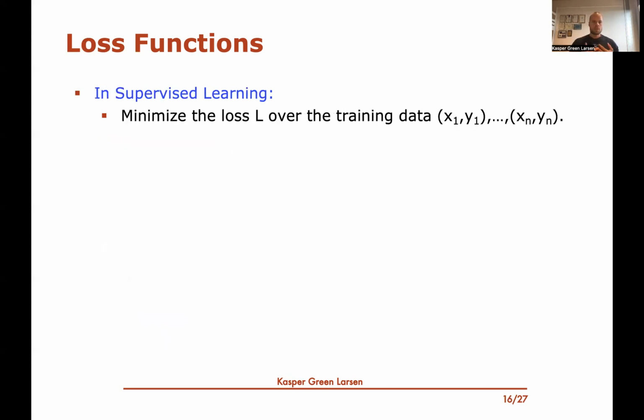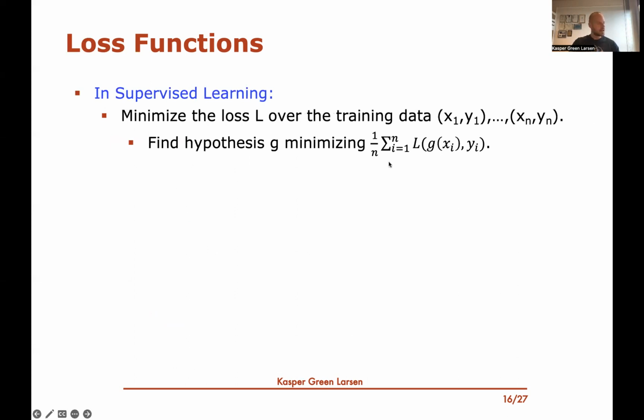And now what you would like to do in supervised learning, when you have such a general loss function and some training data x1 to xn with labels y1 to yn, is find a hypothesis that minimizes the loss on the training data. All right, so before we just looked at minimizing or maximizing the accuracy. Here we're looking at minimizing the loss that we have to pay.